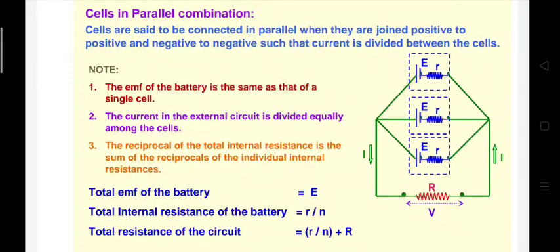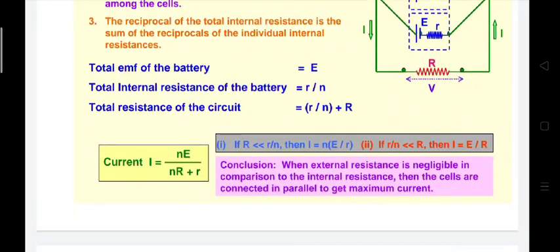So what do we get? Total EMF of the cell E, total internal resistance of the cell r upon n, and capital R is the resistance that has been connected in the external circuit. So the total resistance of the circuit is r upon n plus capital R. This is the total resistance of the circuit. Next we have the current. Now the current is equal to EMF upon total resistance. So I equals nE upon r plus nR.